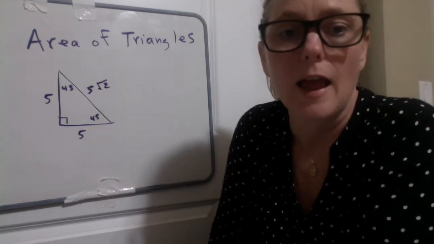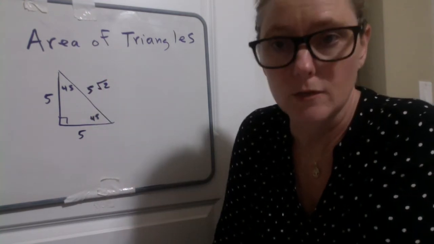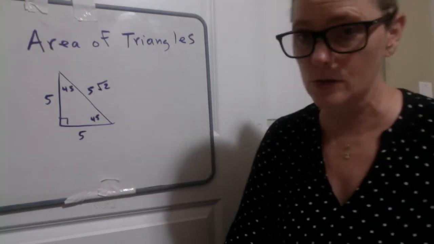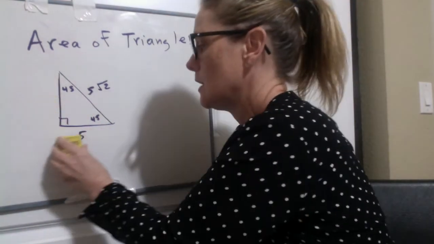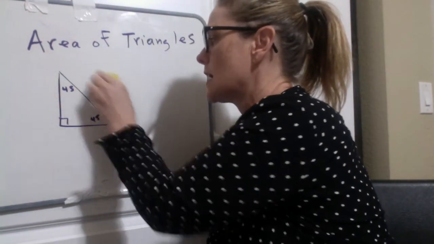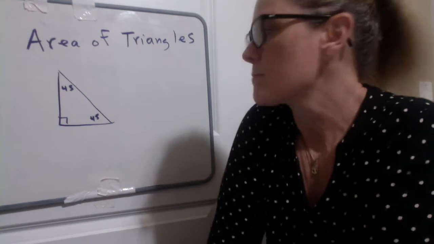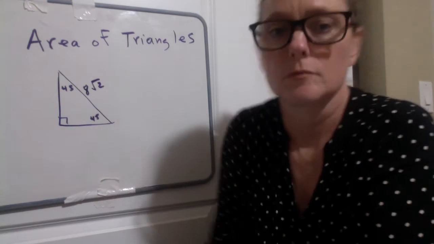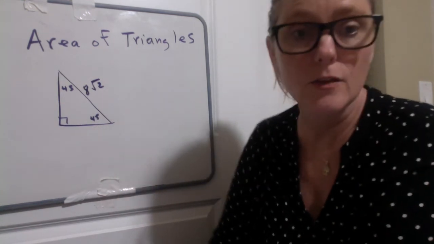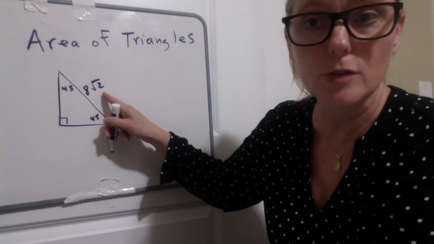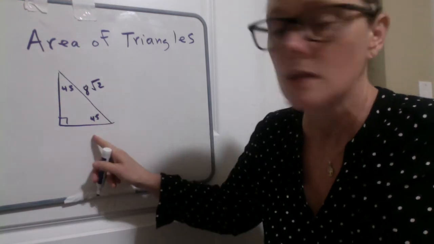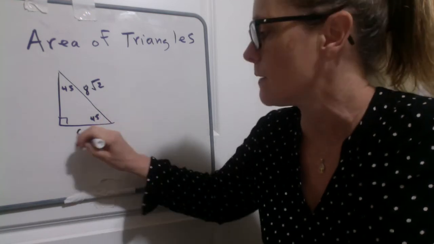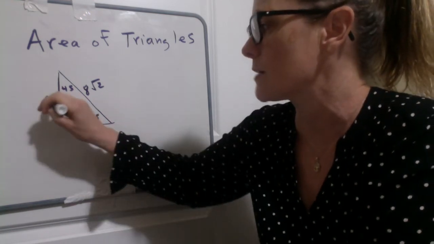And if I was given a 45, 45, 90, and I didn't have the two legs, let's go back and change that. Let's say I just had an 8 root 2 here. Okay, so if I want to find the leg then, instead of multiplying by root 2 to get to here, I'll divide by root 2. So 8 root 2 divided by root 2 is going to cancel out that root 2. That would be 8, which makes that 8.